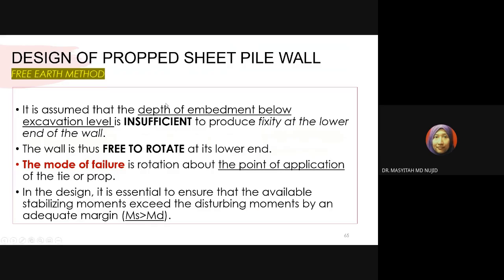Again, this is how we can design the proper sheet pile wall for the free earth method. It is assumed that the depth of embedment below excavation level is insufficient to provide fixity at the lower end of the wall. So the wall is free to rotate but has no displacement. The mode of failure here we call a rotation about the point of application of the tie or prop. In the design, it is essential to ensure that the available stabilizing moments exceed the disturbing moments by an adequate margin. So, the stabilizing moment is larger than the disturbing moment.